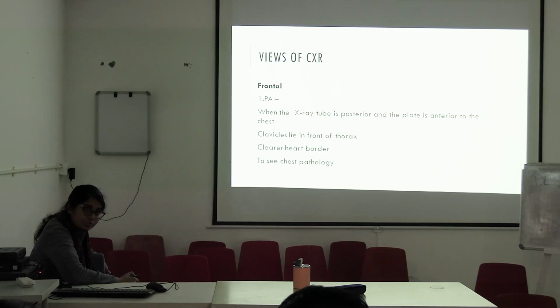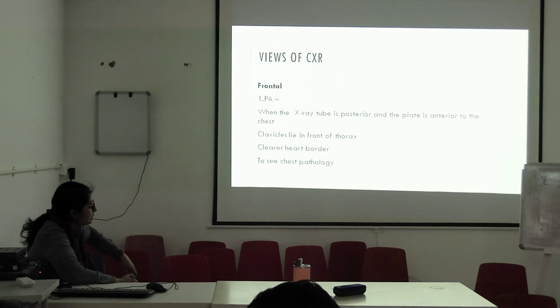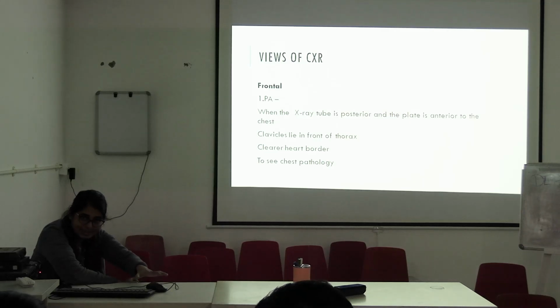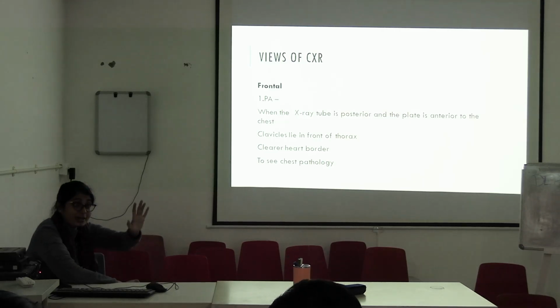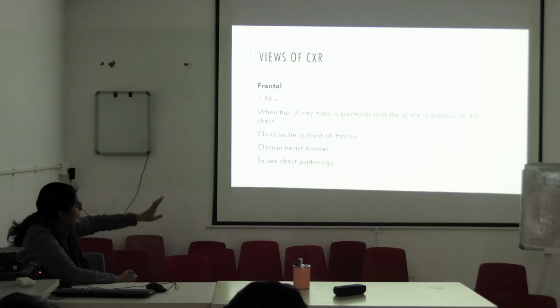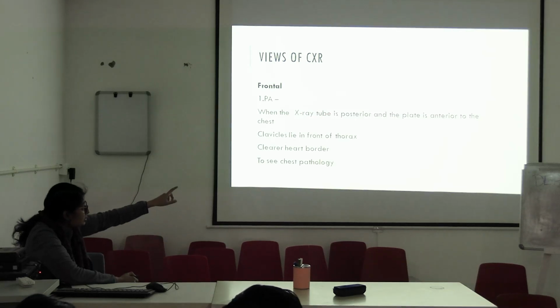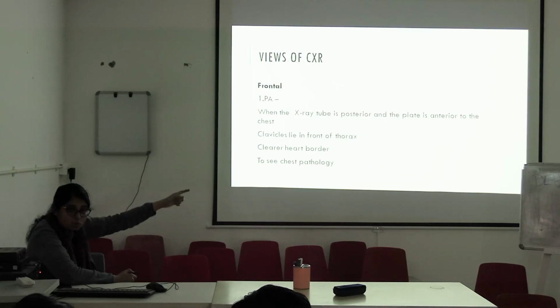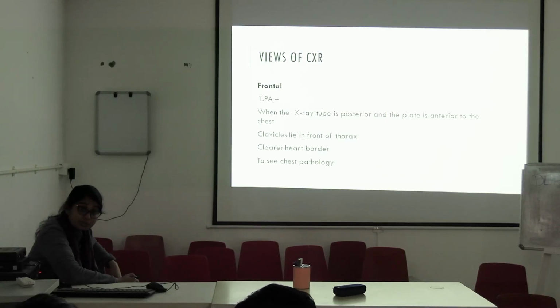Understood? Just visualize it. You have seen an X-ray machine, right? Okay? Then that tube is posterior and the plate, on which we are placing the baby or the child standing, the plate is behind. Okay. When the X-ray tube is posterior and the plate is anterior, it will be PA, and vice versa. Plate is posterior, X-ray tube is anterior, it will be AP.